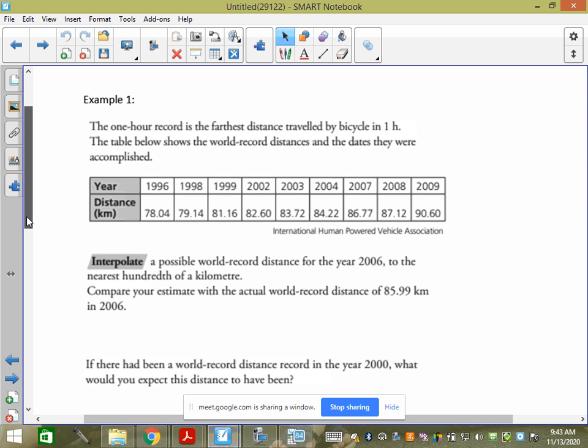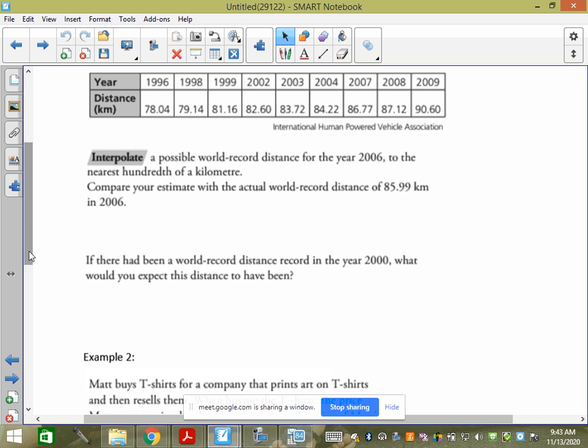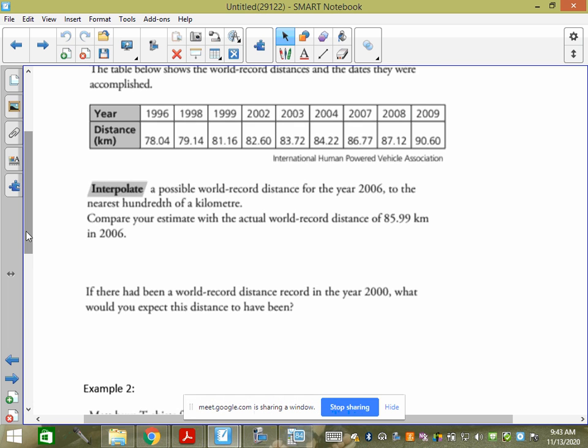if there had been a world record distance record in the year 2000, what would you expect it to be? So this is what we need to decide. They gave me year 2000. Did they give me X or did they give me Y? And you can tell that right off of your chart. They gave me X because list 1's always X, list 2's always Y. They gave me a year, correct? So they gave me X equals 2000.